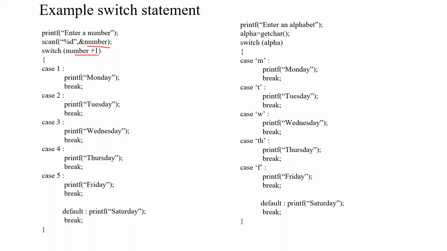All should be answering in the chat box. If I am entering 3, what will be printed? In this switch case, if I am entering 3, what will be printed? You can see that if I am entering any number, it will be accepted in the variable called number, and number plus 1. So if I am entering 3, it will be 4. And it will be checking with the case label whether it is matching. So case label 4. So it will be printing Thursday.